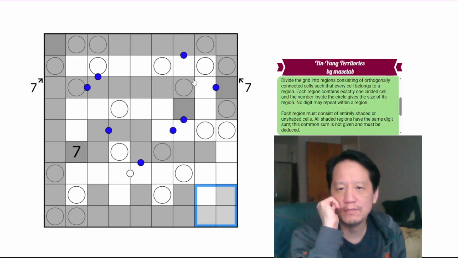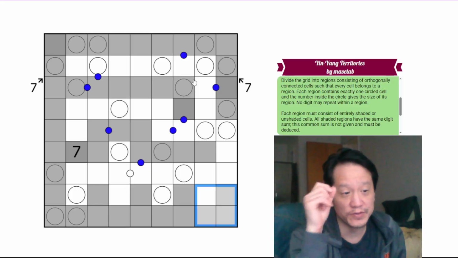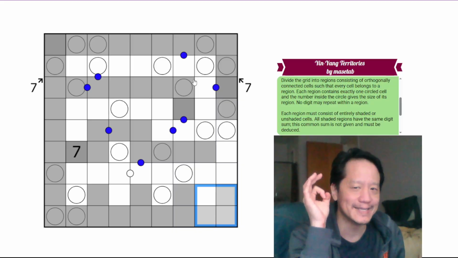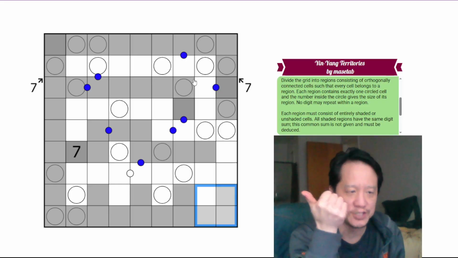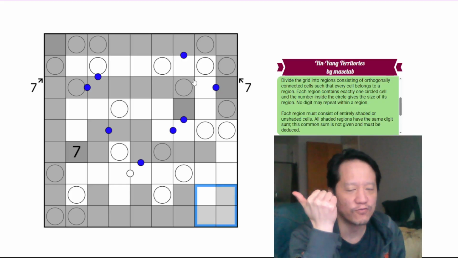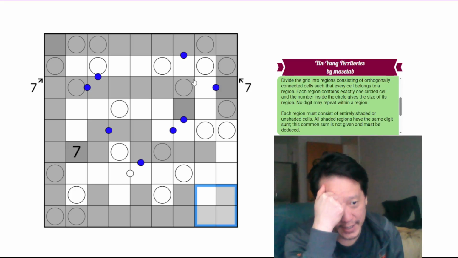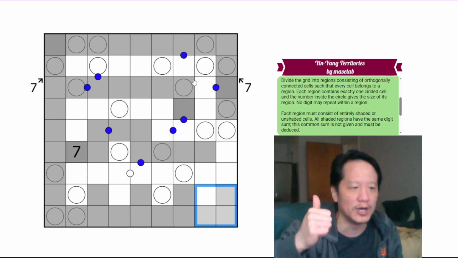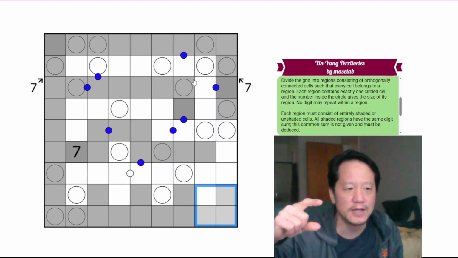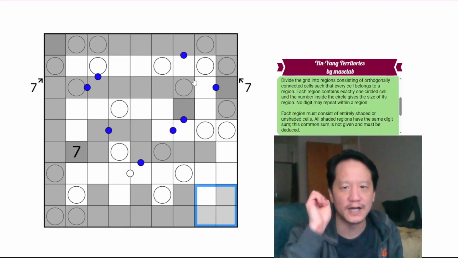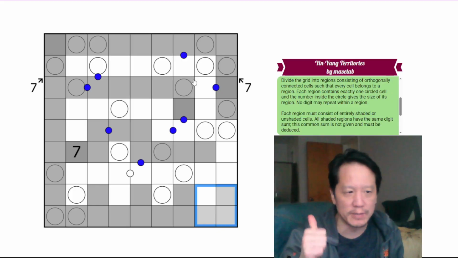So I actually did a previous version of this video outlining the rules, and in that I stated that the shaded cells have to sum to a digit, because of the phrase the same digit sum. But I think what they mean is that the digits must sum up to a certain sum, and that sum could be any number. I don't like the way that they phrase this. The same digit sum is a very ambiguous way of putting things.